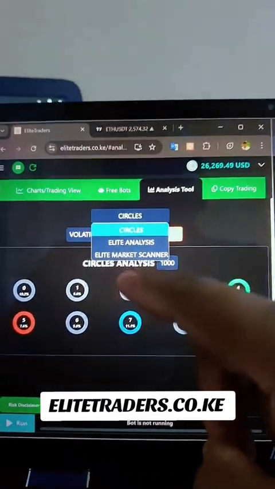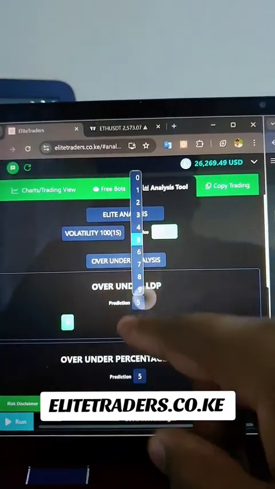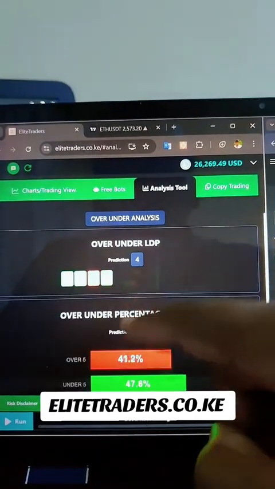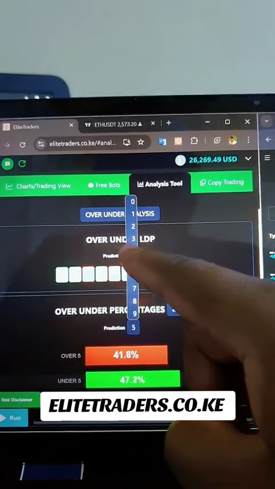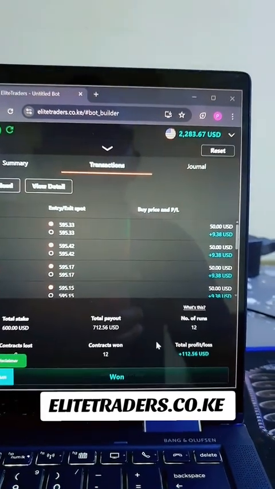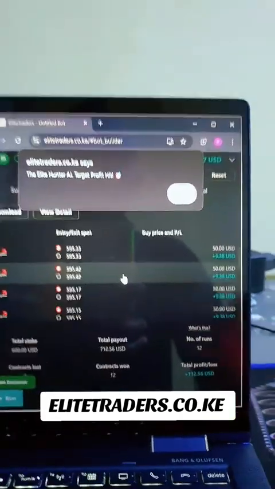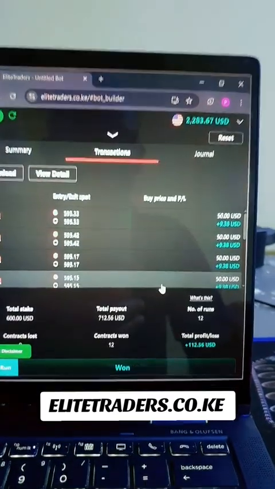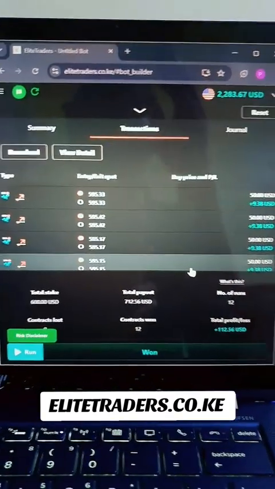Let's get back on this other part, the right analysis, and see how the prediction, the LDP and riser is actually performing. And I think we have managed to hit our target profit of $100. Yeah, you can actually see we have managed to hit that, it is $112. So this is how you analyze the market.